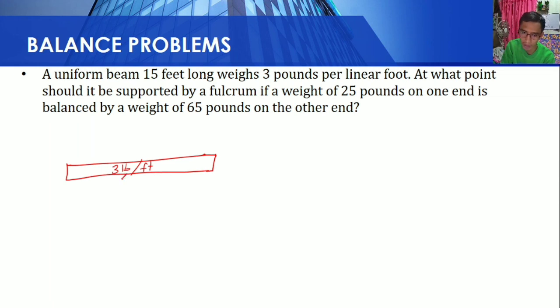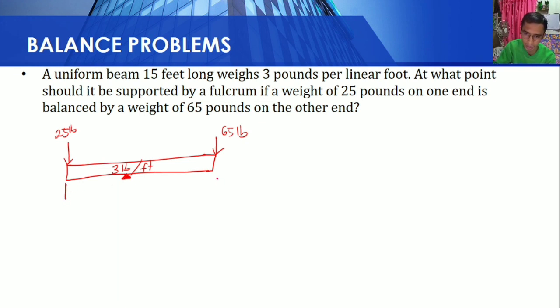Example dito. So, what point should it be supported by a fulcrum if a weight of 25 pounds on one end is balanced by a weight of 65 pounds on the other end? So, magkabilaan, meron tayong weight na 25 pounds. And sa kabila, meron din tayong 65 pounds. So, ano daw yung distance ng fulcrum natin para maging balance sila?